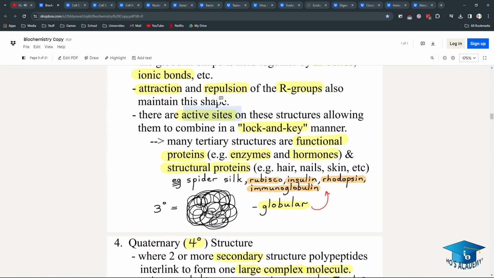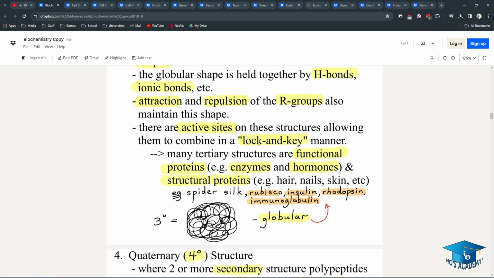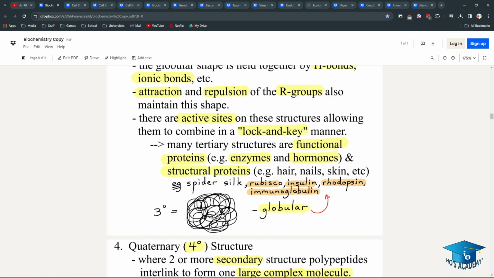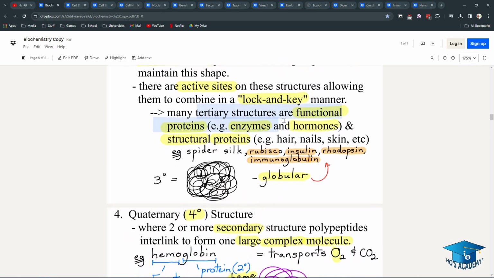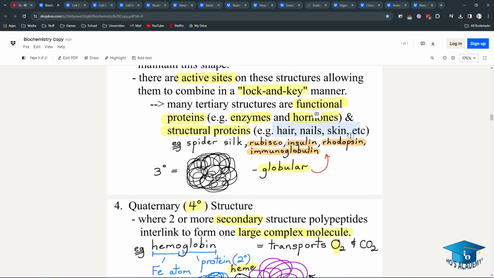There are active sites on these structures, allowing them to combine in a lock and key manner. So this is for enzyme function. And lock and key means that there's a specific match between two things. So they're saying that these are functional proteins, enzymes and hormones, and structural proteins: hair, nail, skin.